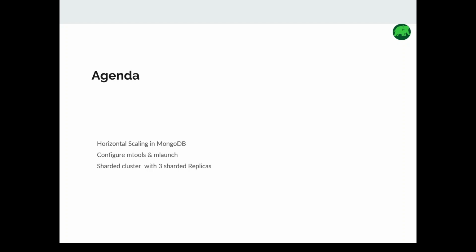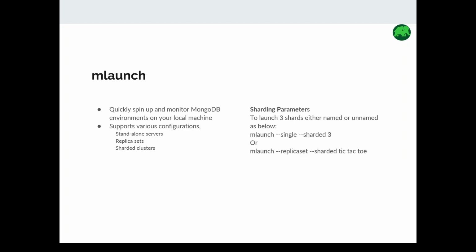So we look at horizontal scaling in MongoDB and we end up setting up a three-sharded replica set. So let's dive in.